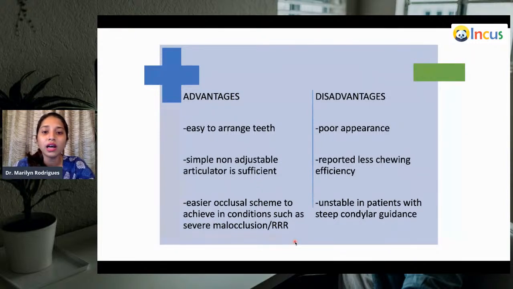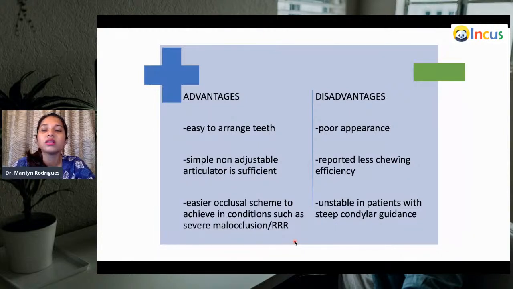The disadvantages are that the appearance is poor because there is no aesthetics, everything is flat, so it won't look like teeth, they'll just look like blocks. It is seen that there is lesser chewing efficiency in these patients, and it is unstable in patients with a steep condylar guidance. If the patient has a steep condylar guidance, it is difficult to give a 0-degree cuspal angulation.